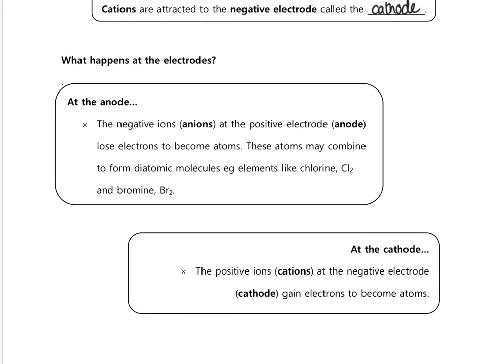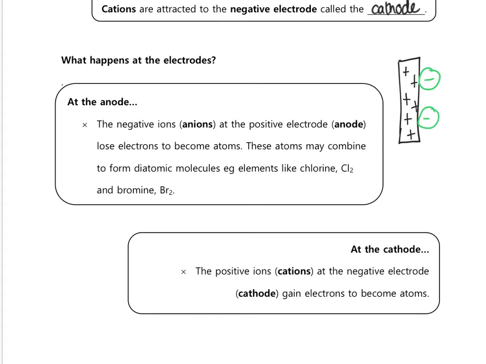So what is it that actually happens when the ions get there? Well, at the anode, we've got the anions moving towards there. So think what we have here. The anode is a positive electrode, so we'll write some positive charges here. And what happens is that the negative ions come and they are attracted to that.